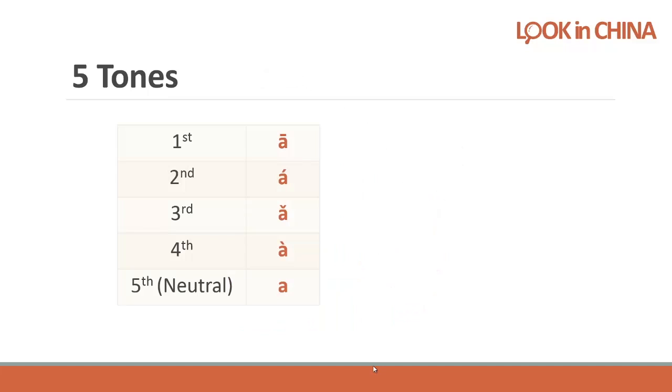Here are the 5 tones. Their names are quite unoriginal. They just go by first tone, second tone, third tone, fourth tone, and fifth tone, which is also called the neutral tone. And you can see that with the same vowel, it can take on all of the 5 different tones. And all of the tones are represented by different symbols. Can you see that?